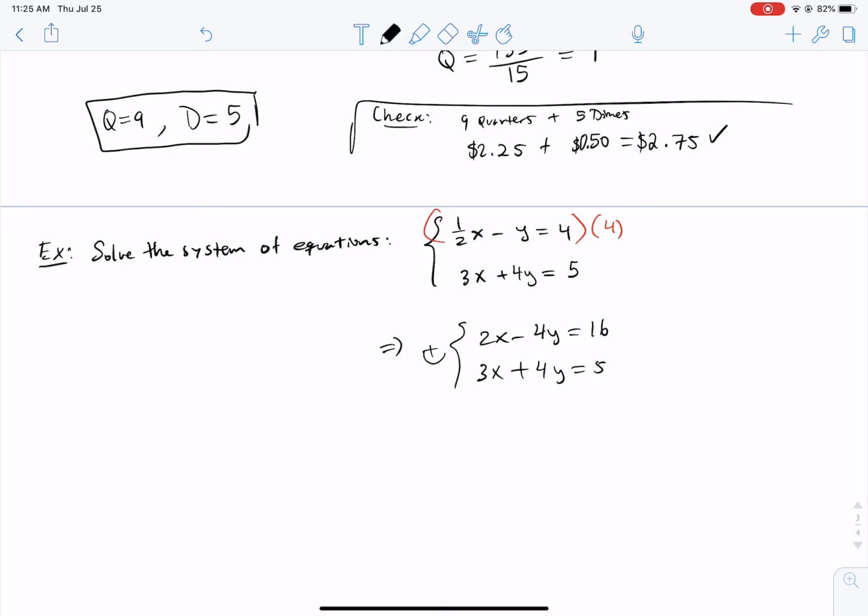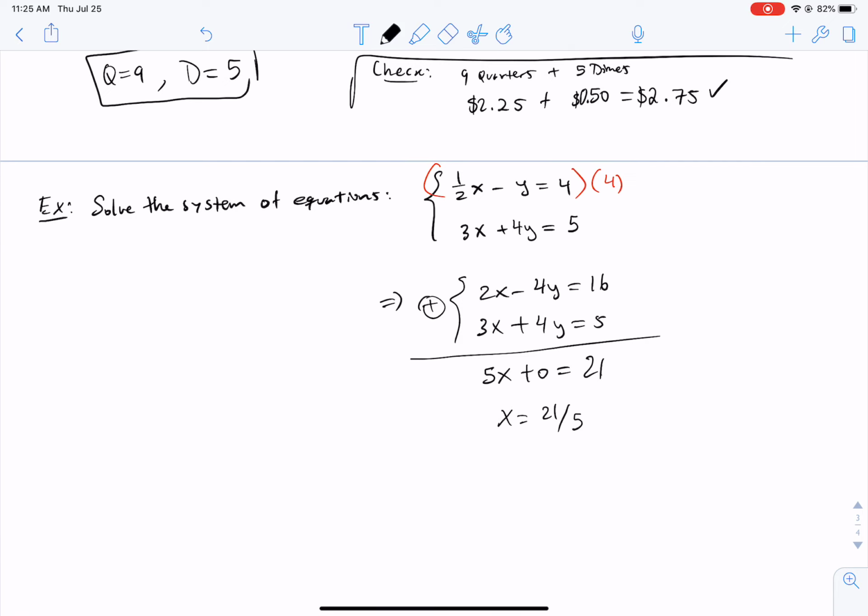We just add them up, right? And what are we going to get? We're going to get 5x plus 0 equals 21. Sorry, 21. There you go. And what is x equal to? 21 over 5. And what is y equal to?